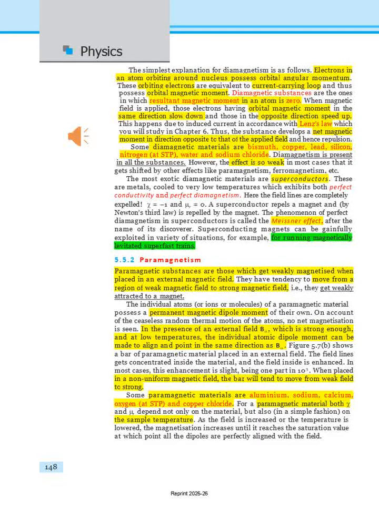For a paramagnetic material, both Xi and mu r depend not only on the material, but also on the sample temperature. As the field is increased or the temperature is lowered, the magnetization increases until it reaches the saturation value, at which point all the dipoles are perfectly aligned with the field.